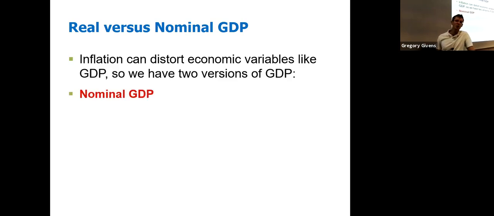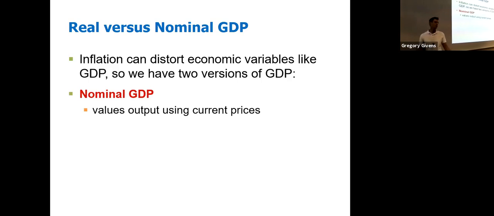So let's start with the easier concept, that is nominal GDP. Even though I haven't said it yet, this is the concept that we've been talking about so far in this class. Nominal GDP simply values the output of all of our goods and services at the prices that prevail currently, or today, okay? Because prices tend to change over time, nominal GDP is obviously not going to be corrected for the effects of inflation.